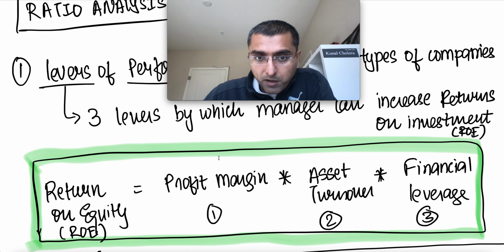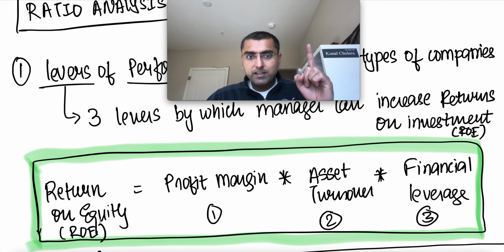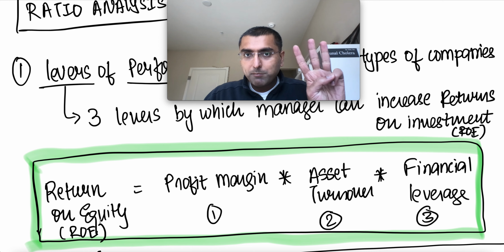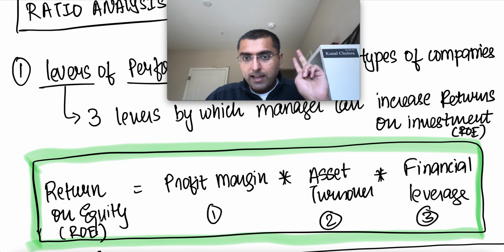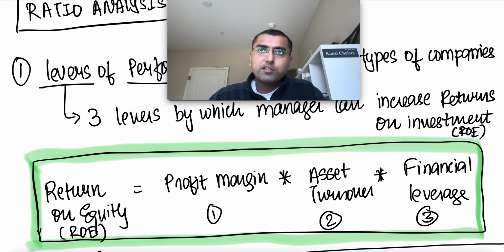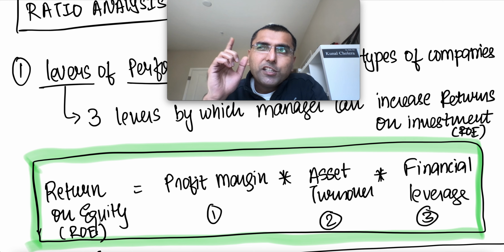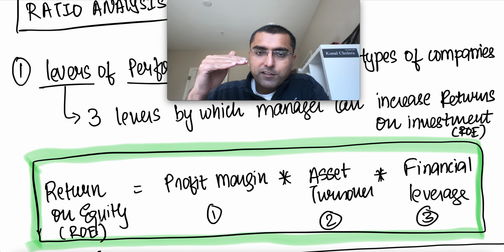Second ratio is profit margin, asset turnover, and financial leverage. If you multiply these three, you get return on equity. So stay with me. We will get to how we actually got here and one by one, right? So remember, return on equity depends on these three multiplications: profit margin, asset turn, and financial leverage. So let's understand this intuitively before we go into the details of the ratio.